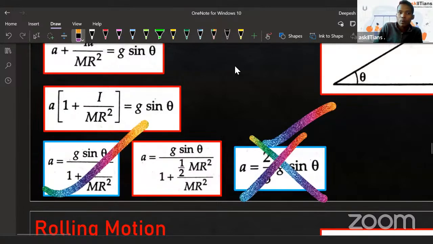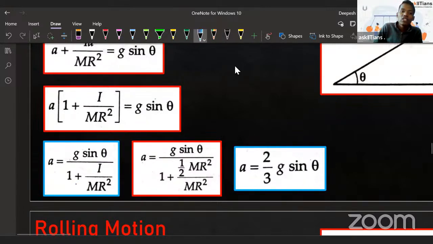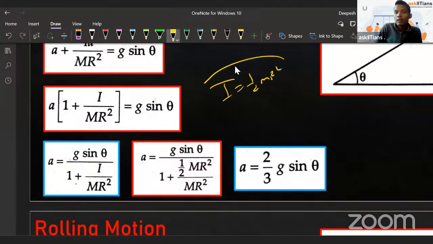Remember this one. This is important because this is, of course, the general formula which will help you to calculate any of it. If you want to, you can remember this one as well. This is for cylinder. How is it coming out to be? Because I is equal to half mr square, and we are just replacing it over here. That's it.